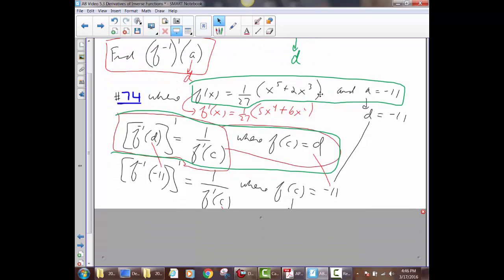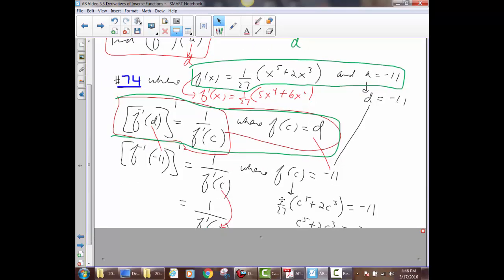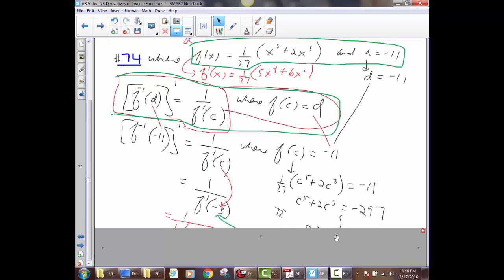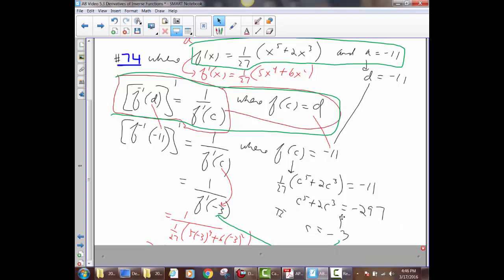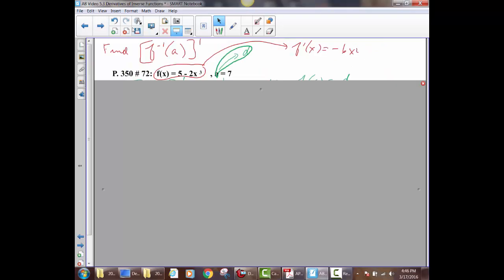But I know what f of x is, so I know what f of c is. f of c is this same function with c's instead of x's. I set that equal to negative 11, and then you would have to use your calculator here. You'd get c equals negative 3. You come back over here, replace c by negative 3. And now all you have to do is figure out 1 over f prime of negative 3. Well, if you have f of x, its derivative is that constant times 5x to the fourth plus 6x squared. And we're just going to replace all those x's by negative 3's, and we will get our answer.